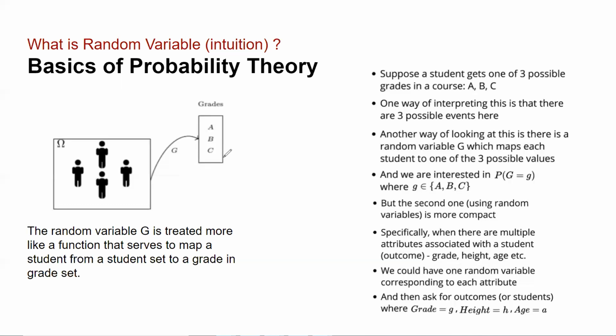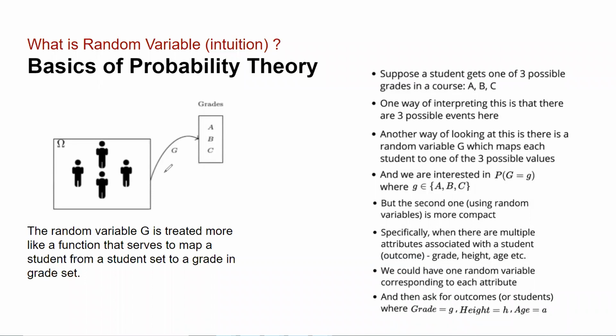So it's a function, right? But why are we calling it a random variable? That's a perfectly valid question, but this is how people have named it. It's a function that maps your event to some number, but it is called a variable.